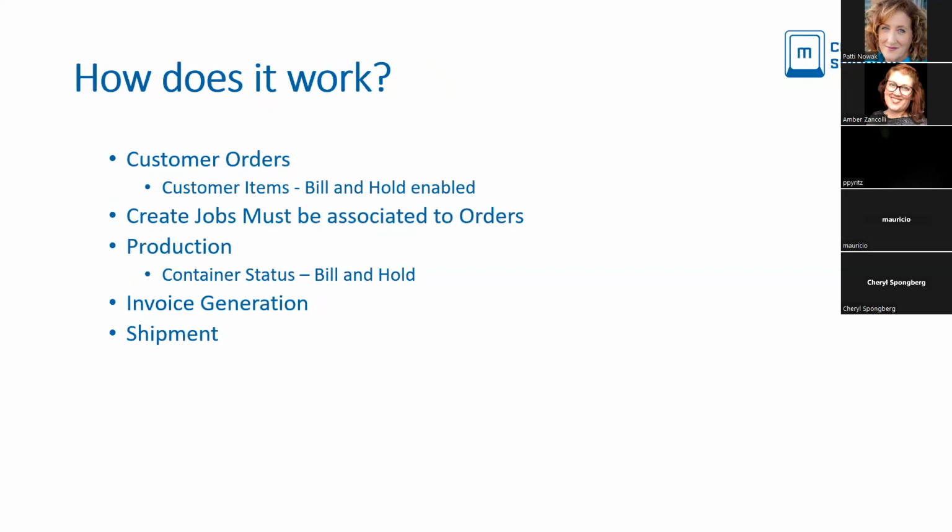Once Bill and Hold is configured, the high-level process is as follows. You'll start with customer orders for Bill and Hold enabled items and create jobs to fulfill demand. You'll create jobs and complete production at the control panel, and then you'll generate your Bill and Hold invoices, either with a nightly job or on demand by batch or individual invoice. Then you'll ship to your customer when the agreed upon conditions are met.